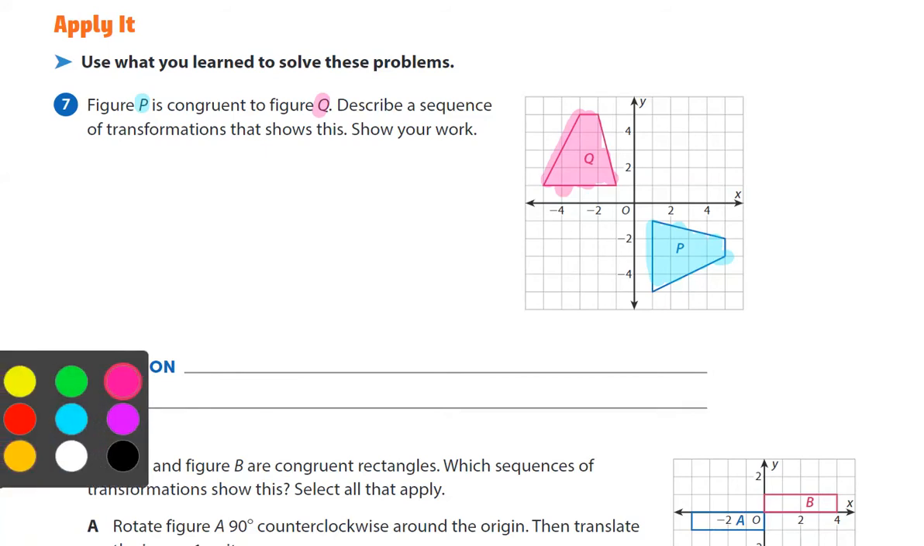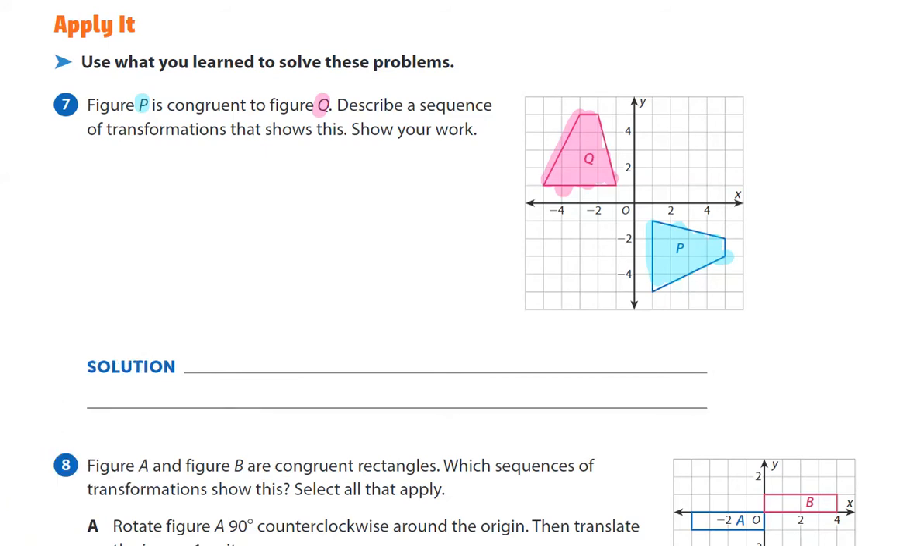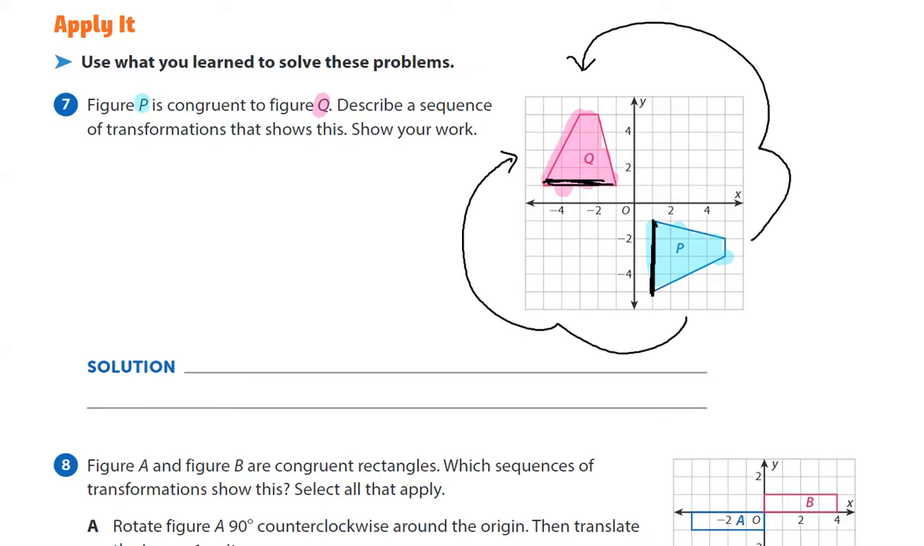So if you recall what we just learned above, is the easiest way to start this is to compare corresponding sides. So I'm going to compare this long side right here and see how it's changed. Well, P is vertical and Q is horizontal, so we know we need to rotate. And I see that it's 2 quadrants over, so I can do a 180 degree rotation either way.